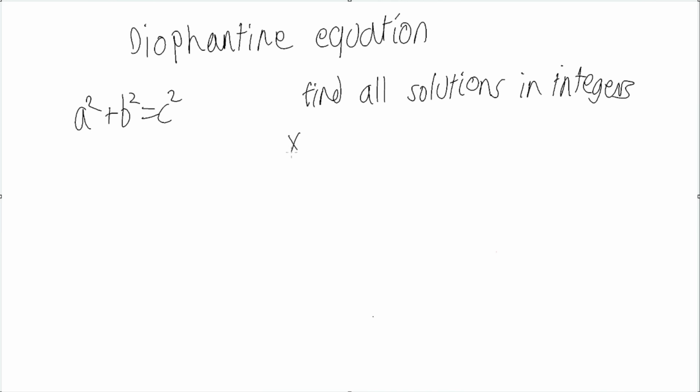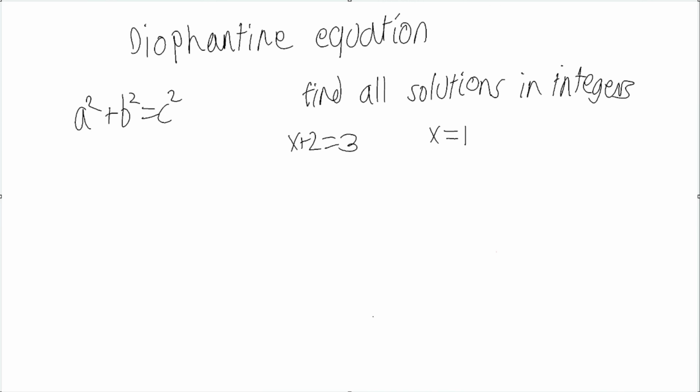Now, some Diophantine equations are super, super easy. For example, x + 2 = 3. That has a very simple solution. It's just x = 1, and 1 is an integer. And some Diophantine equations are incredibly hard to solve, if not impossible.